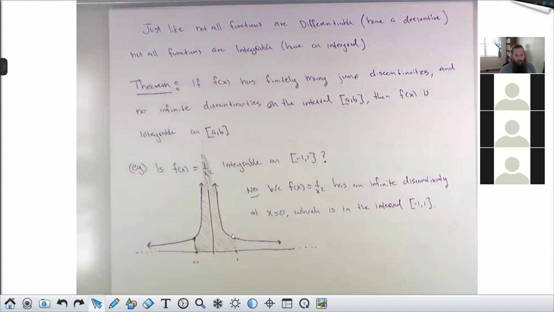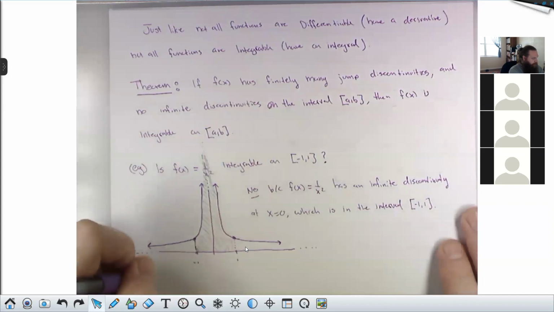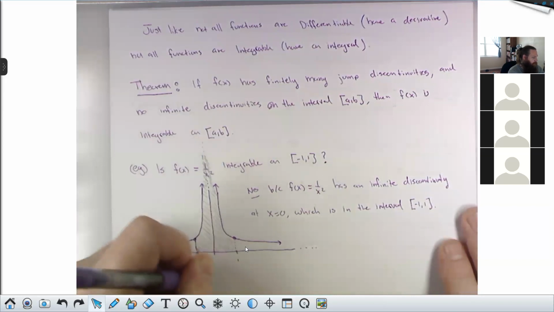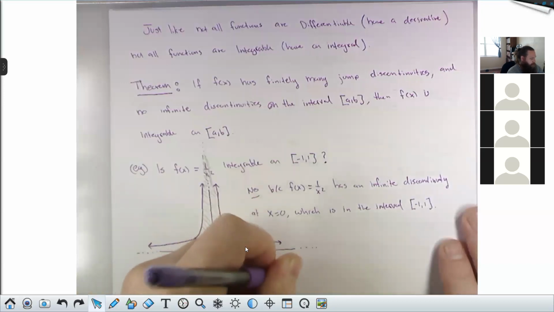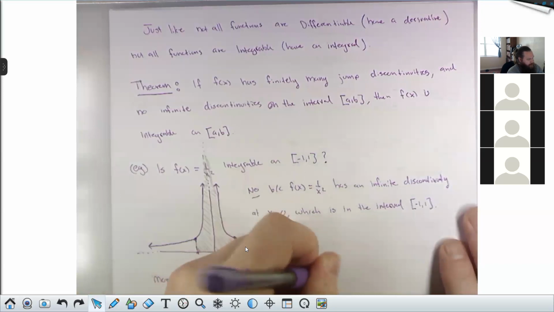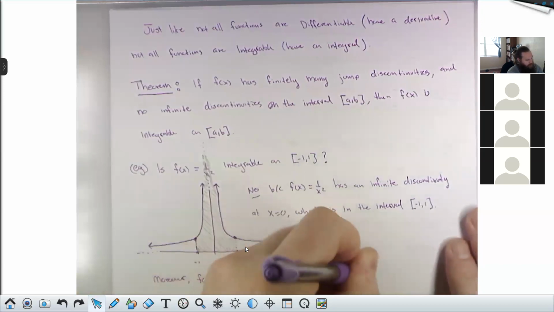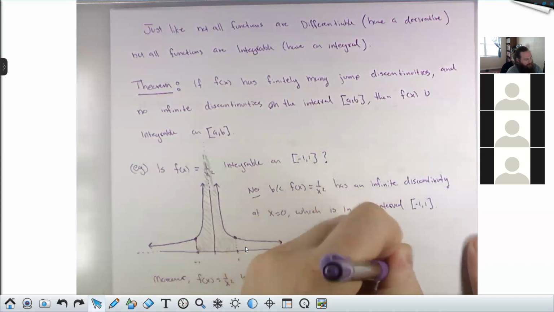Now, is this function integrable from 1 to 2? Yeah, sure. It doesn't have any infinite discontinuities from 1 to 2. But any interval containing 0 is going to have this problem. So we'd say, moreover, f of x equals 1 over x squared is not integrable on any interval containing 0.